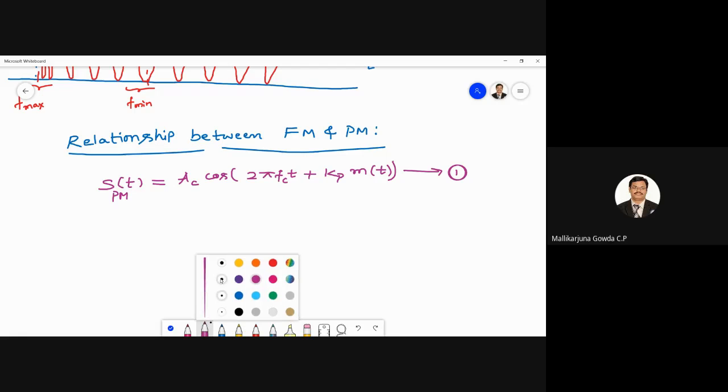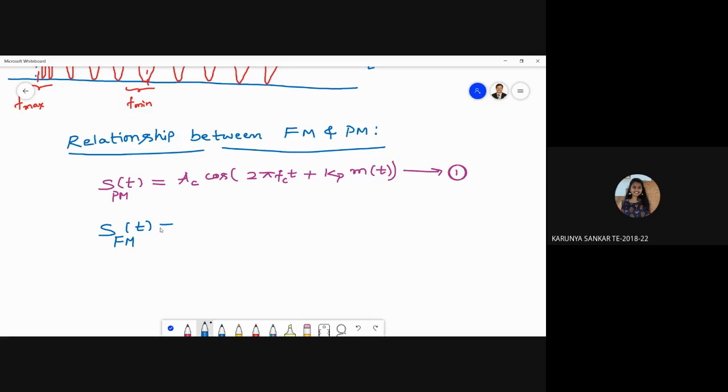Karunya, can you say what is the expression for FM? Can you tell the expression for FM? The frequency modulated signal, S_FM(t).